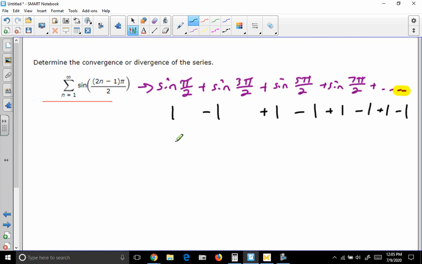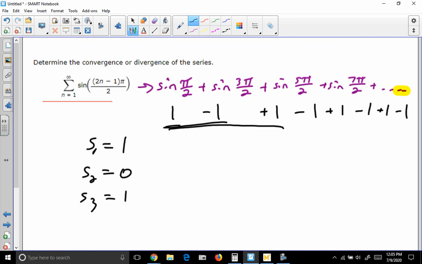So if we look at partial sums, the first partial sum, the first term, is 1. If we add the first 2, we get 0. If we add the first 3, we get 1. If we add the first 4, we get 0. And we're going to continue that pattern forever and ever.